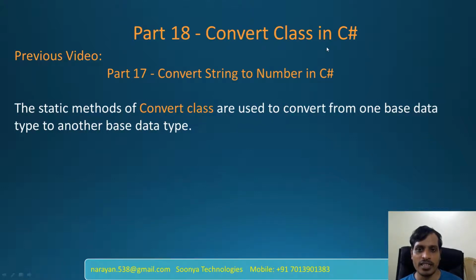Today I am going to discuss the Convert class in C Sharp. This is a continuation of the previous video, Convert string to numbers in C Sharp. Please go through the previous video before going to this video. The static methods of the Convert class are used to convert from one base data type to another base data type. We'll discuss Convert class methods using Visual Studio.